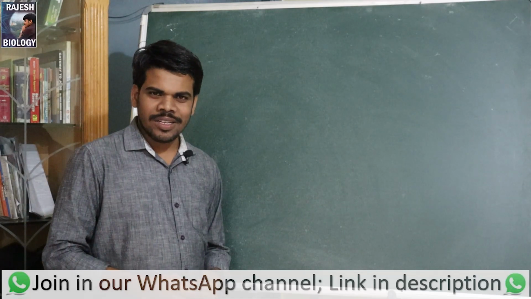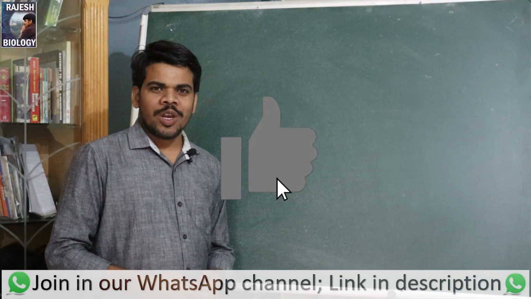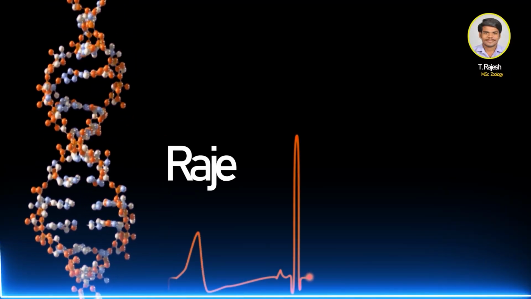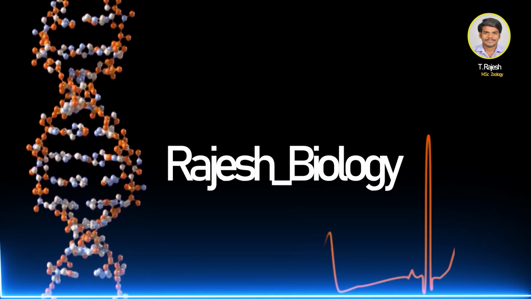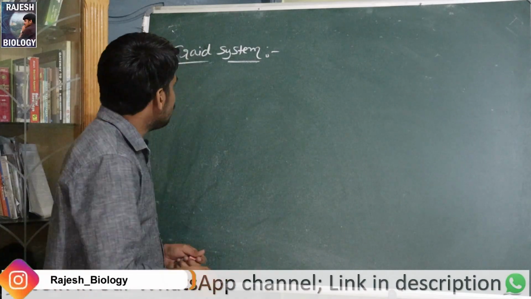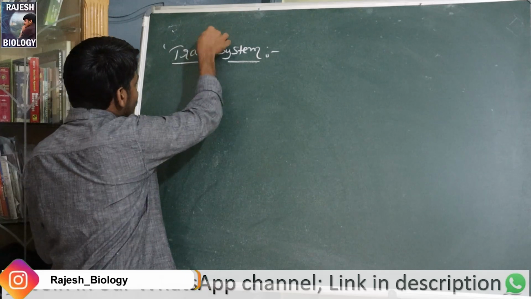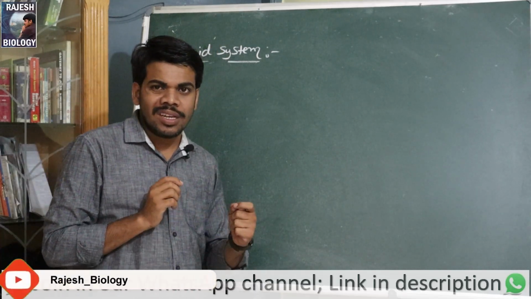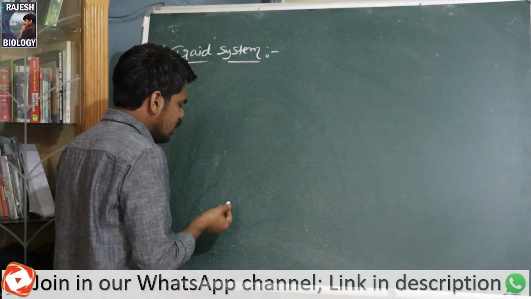Today, our topic is the triad system, motor unit, and motor end plate. Triad system. Triad system means, you already know this, triad, the meaning itself, it contains three units or three things. What are the three things?